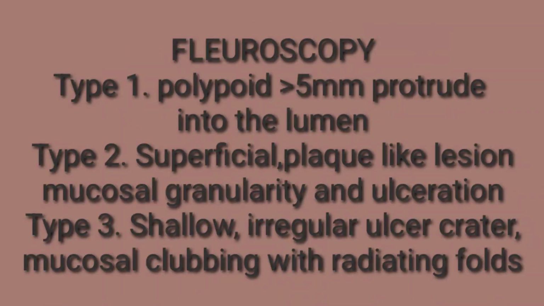On fluoroscopic examination, the gastric adenocarcinoma presentation will be of three types. Type 1 would be an elevated lesion, and if it protrudes more than 5 mm into the lumen, that would be considered a polypoidal lesion. The type 2 lesion would be a superficial lesion. This would be mostly plaque-like or mucosal nodularity, and there will be mucosal ulceration. In type 3, the lesion would be shallow with an irregular ulcer crater with adjacent nodular mucosa. Sometimes there will be clubbing, fusion, or amputation of the radiating folds.